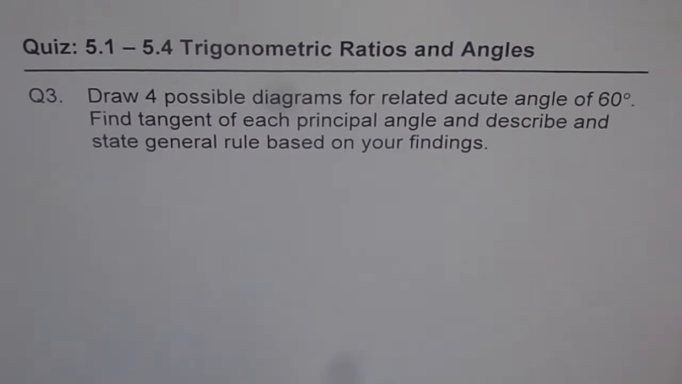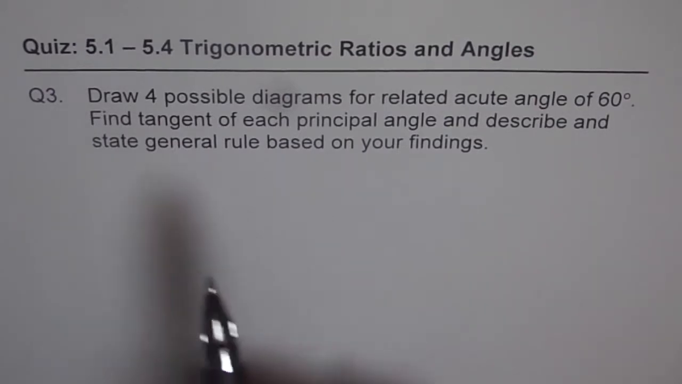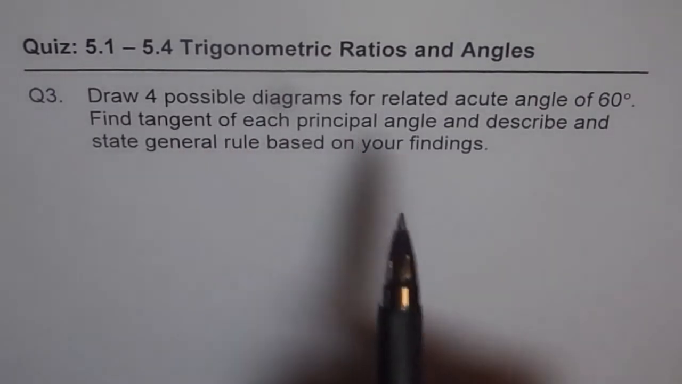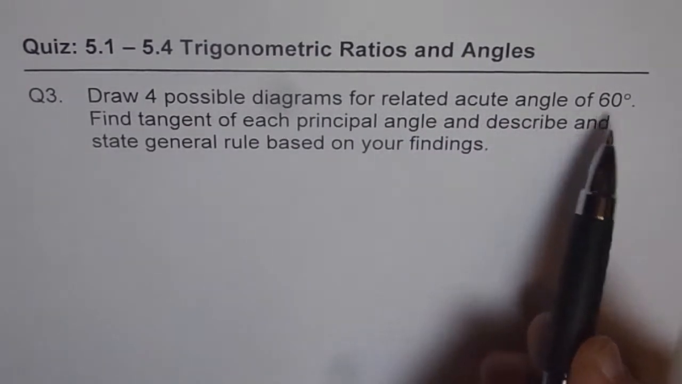So this question will help you to understand how acute angles and principal angles are related and about an important rule which you learn. I'd like you to pause the video, copy the question, solve it, and then look into my solution. Here is my solution. So in this particular question, we need to draw 4 possible diagrams for a related acute angle of 60 degrees.